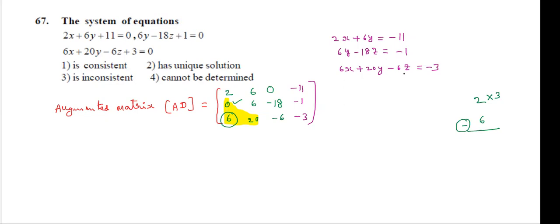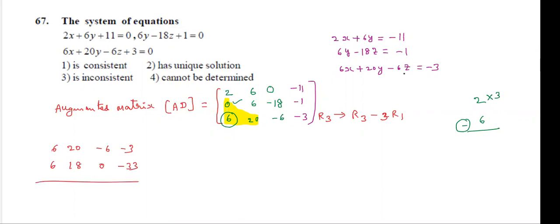So write the operation like this: R3 minus 3 into R1. How to calculate this? First write R3: 6, 20, minus 6, minus 3. And multiply the R1 row with 3: 3 twos are 6, 3 sixes are 18, 0, minus 33.